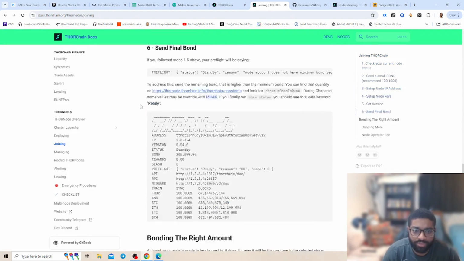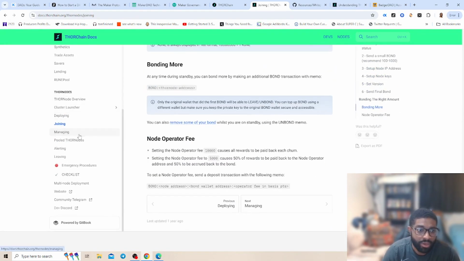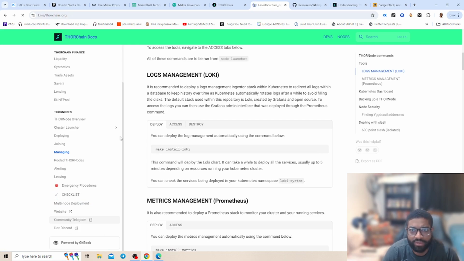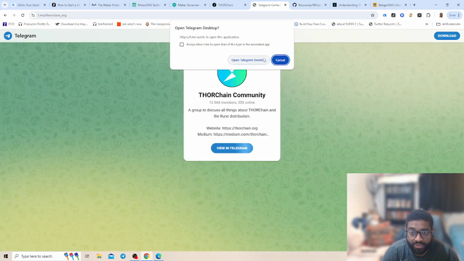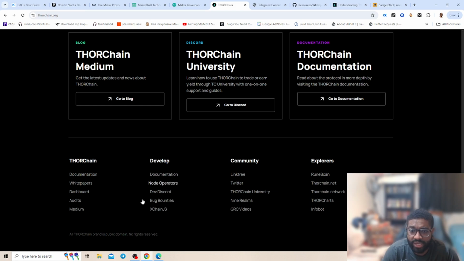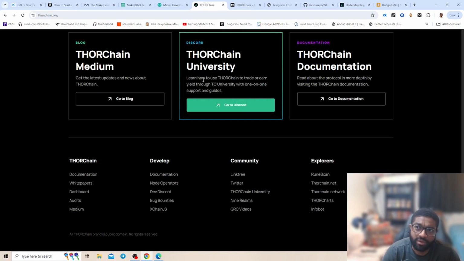So it shows all the processes on how you can join the node, being able to get managed, being able to get into the community Telegram. So if you want to join, if you're interested in getting into Thorchain and seeing how you can be a part and have more involvement in this chain and ecosystem, let's go over to our next one.